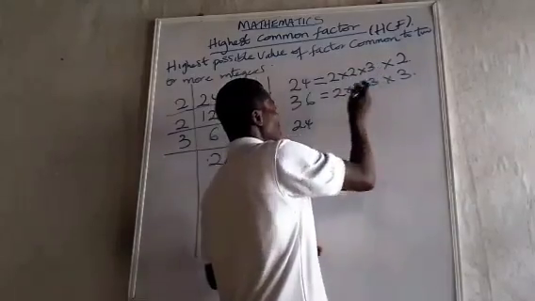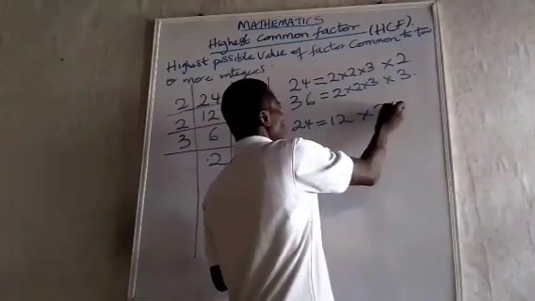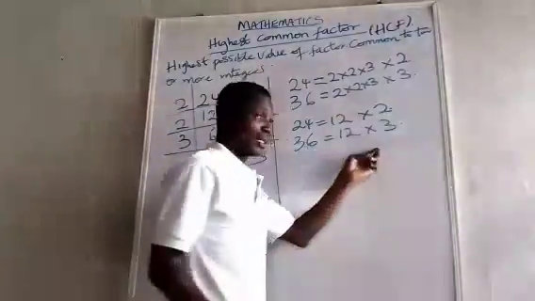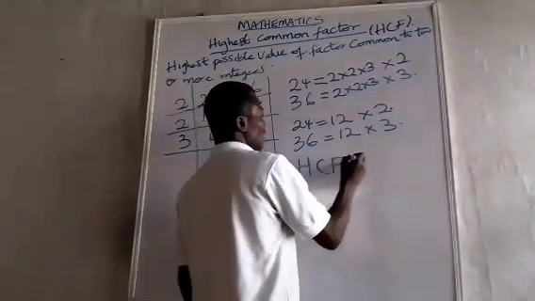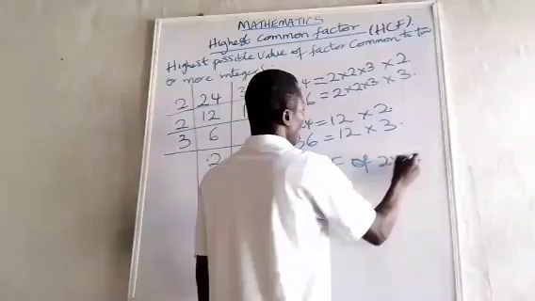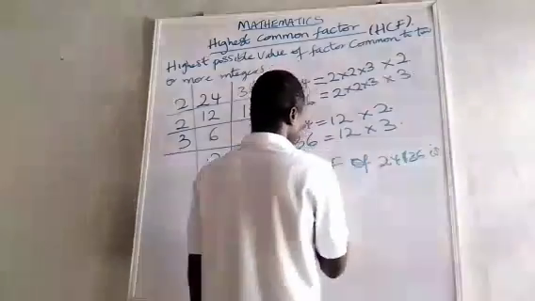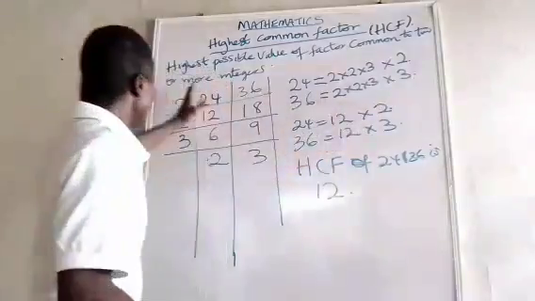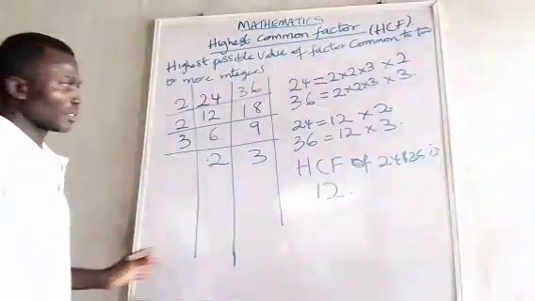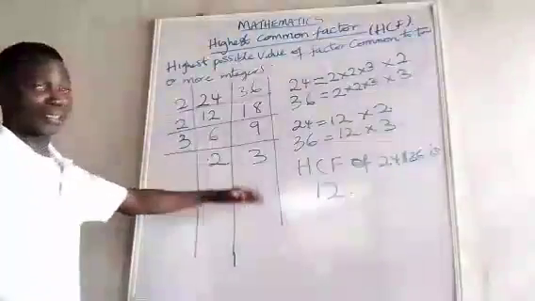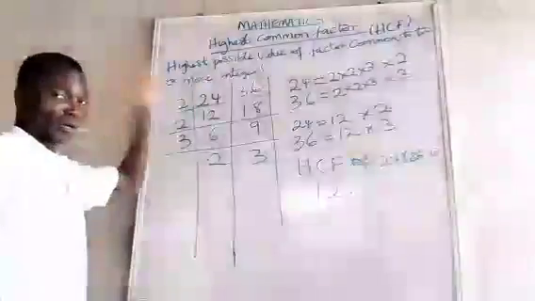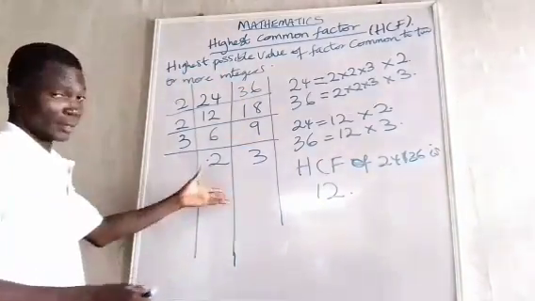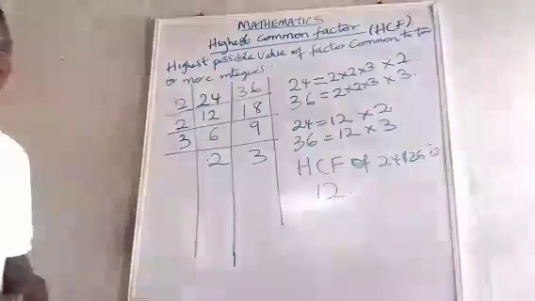So it means that 24, what is 2 times 2? 4 times 3, 12, is equal to 12 times 2. 36 is equal to 12 times 3. So what does that give us? HCF of 24 and 36 is 12. So you see, this is just for explanation purpose. Once you have gotten it here, just be confident. The multiplication of all these ones is the highest common factor for the 2 or 3 natural numbers or integers. Let's see.